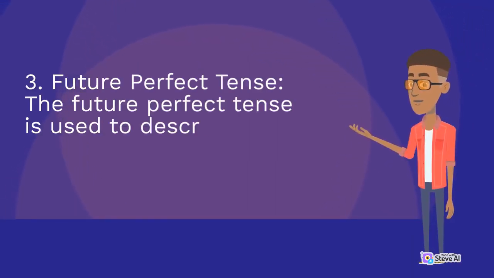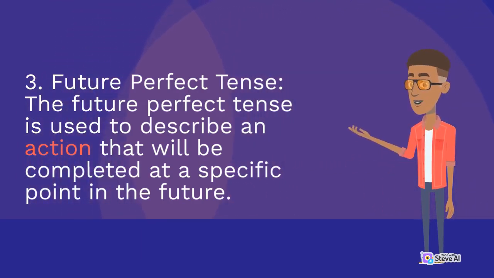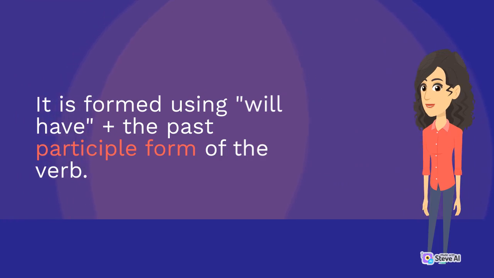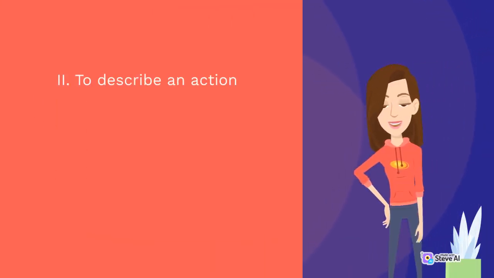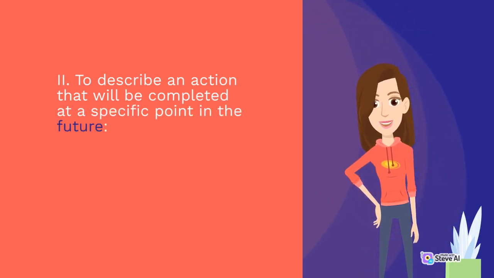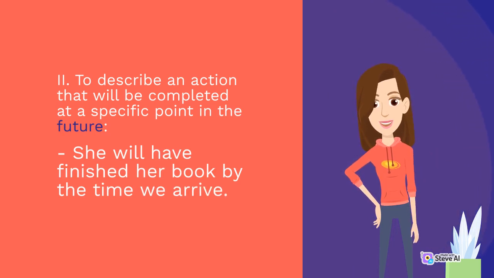3. Future perfect tense. The future perfect tense is used to describe an action that will be completed at a specific point in the future. It is formed using will have plus the past participle form of the verb. 2. To describe an action that will be completed at a specific point in the future. She will have finished her book by the time we arrive.